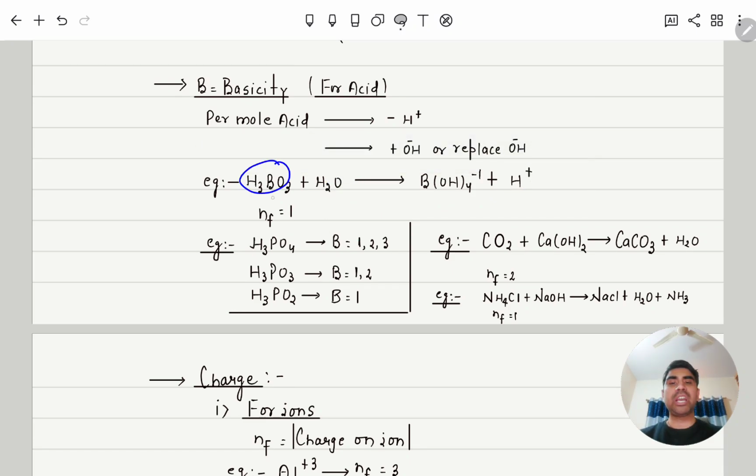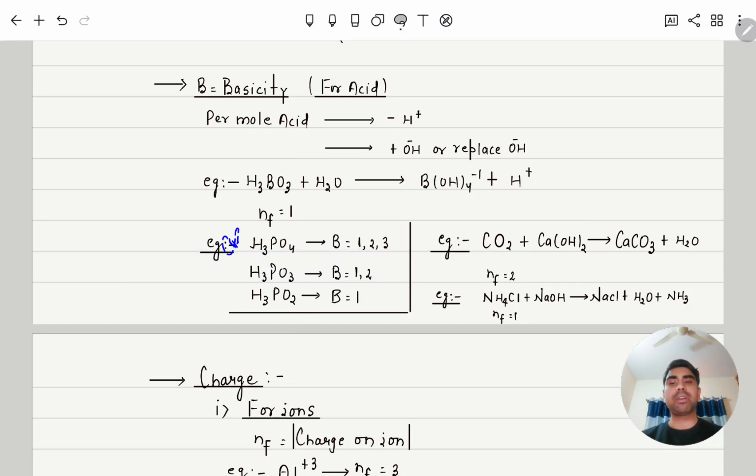So it is accepting 1 OH minus, and this H plus is coming from water. So overall, boric acid has how much n factor? 1. Here you can see phosphoric acid. It can furnish 1H plus, 2H plus and 3H plus because it has 3 acidic hydrogens, so its basicity depends on the reaction, 1 to 3. If it is not given, we will consider 3. Here you can see phosphorus acid, which can furnish 2 hydrogens, so 1 and 2. Whereas hypophosphorus acid has only 1 acidic hydrogen, so its basicity is 1.